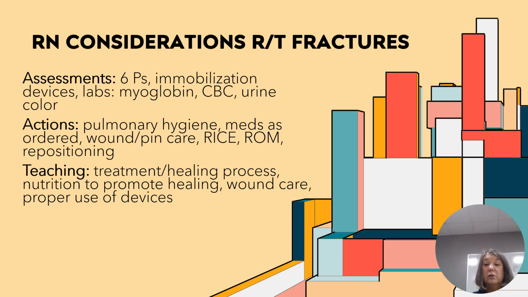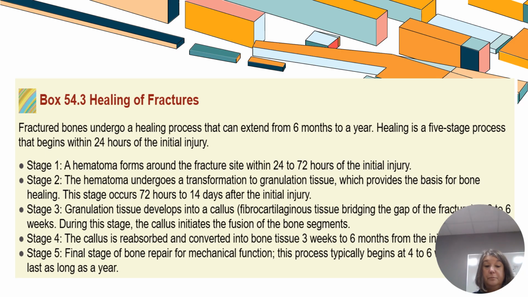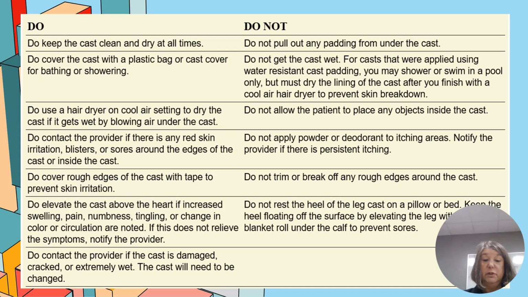And then when our person goes home, we're going to want to make sure that their caregiver is adequately educated about what needs to happen. Box 54, healing of fractures. You don't have to memorize this. It's just kind of cool to read through the stages of healing, just to know what happens, especially if you end up working on an ortho floor, so you can talk intelligently about what's going on.